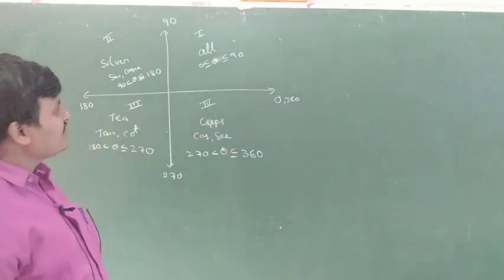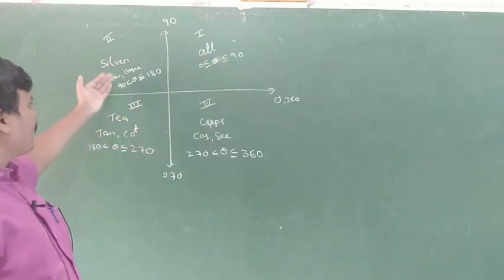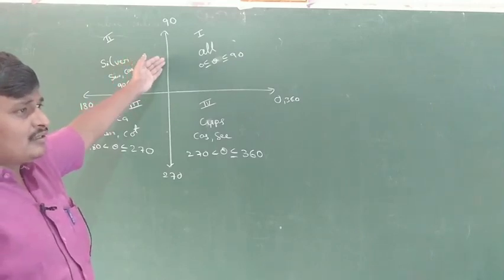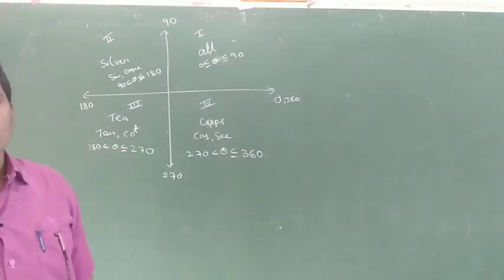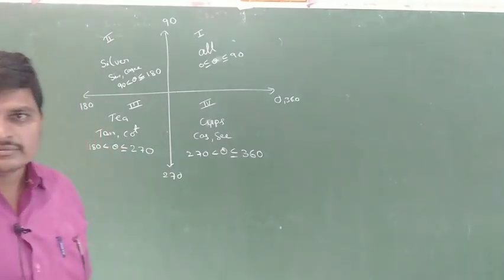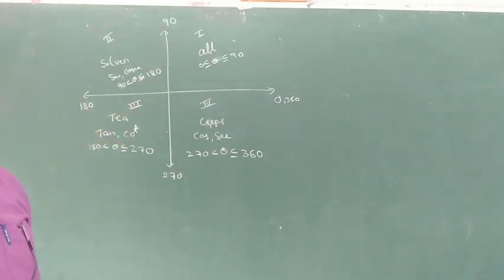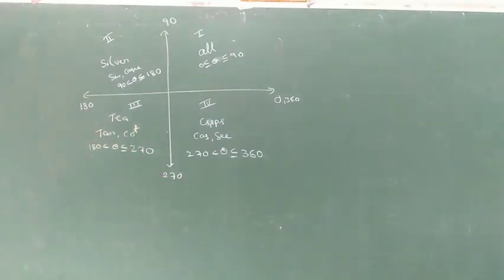The second revolution is 360 to 450, 450 to 720, 720 plus 90, 810, 810 to 900. This is one revolution, one complete circle revolution. Second one, third one. This is the complete picture.